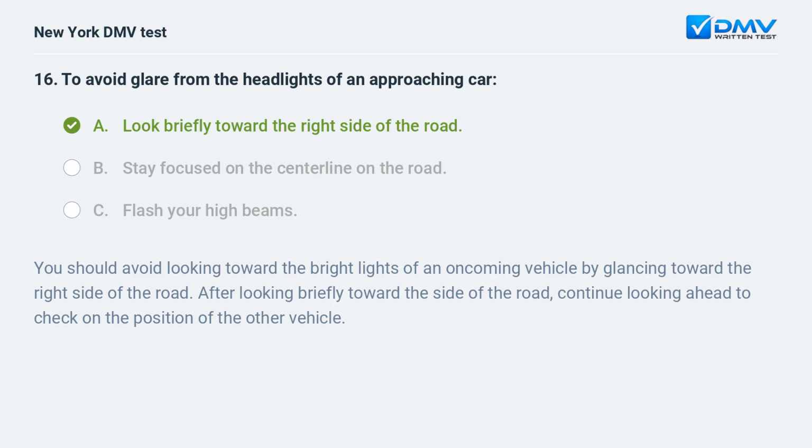A. Look briefly toward the right side of the road. You should avoid looking toward the bright lights of an oncoming vehicle by glancing toward the right side of the road. After looking briefly toward the side of the road, continue looking ahead to check on the position of the other vehicle.